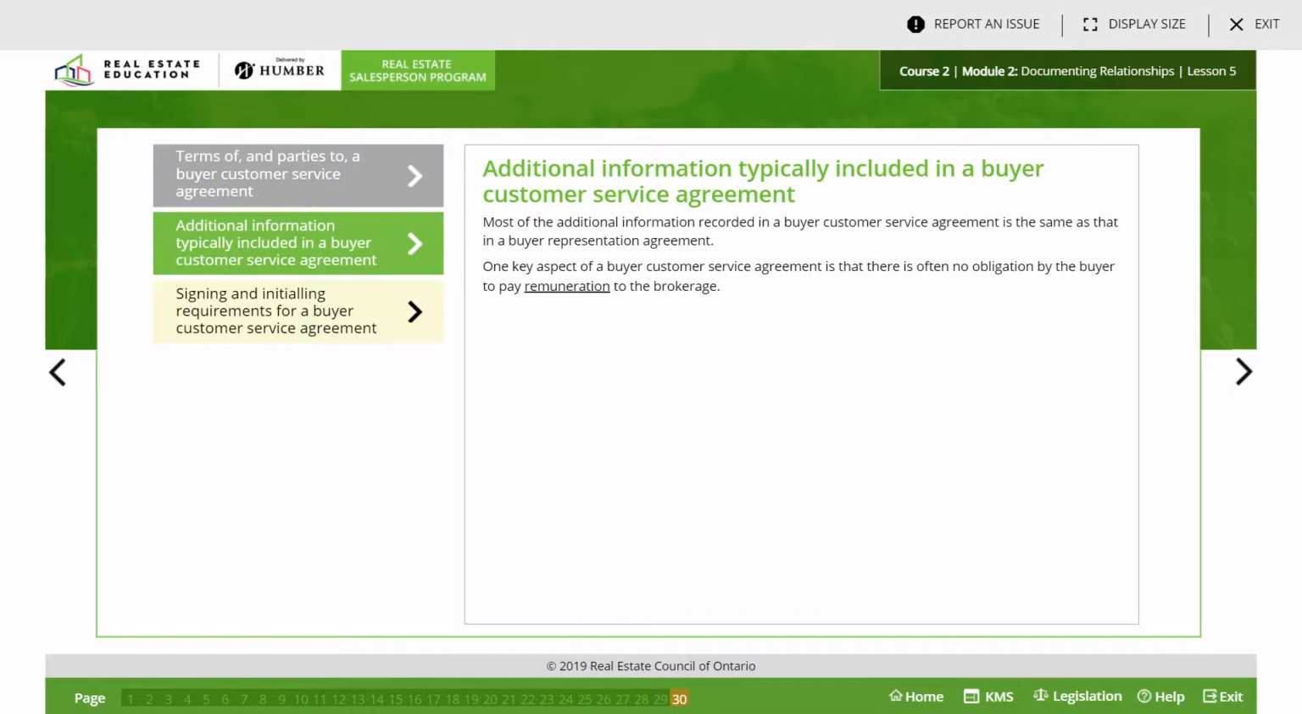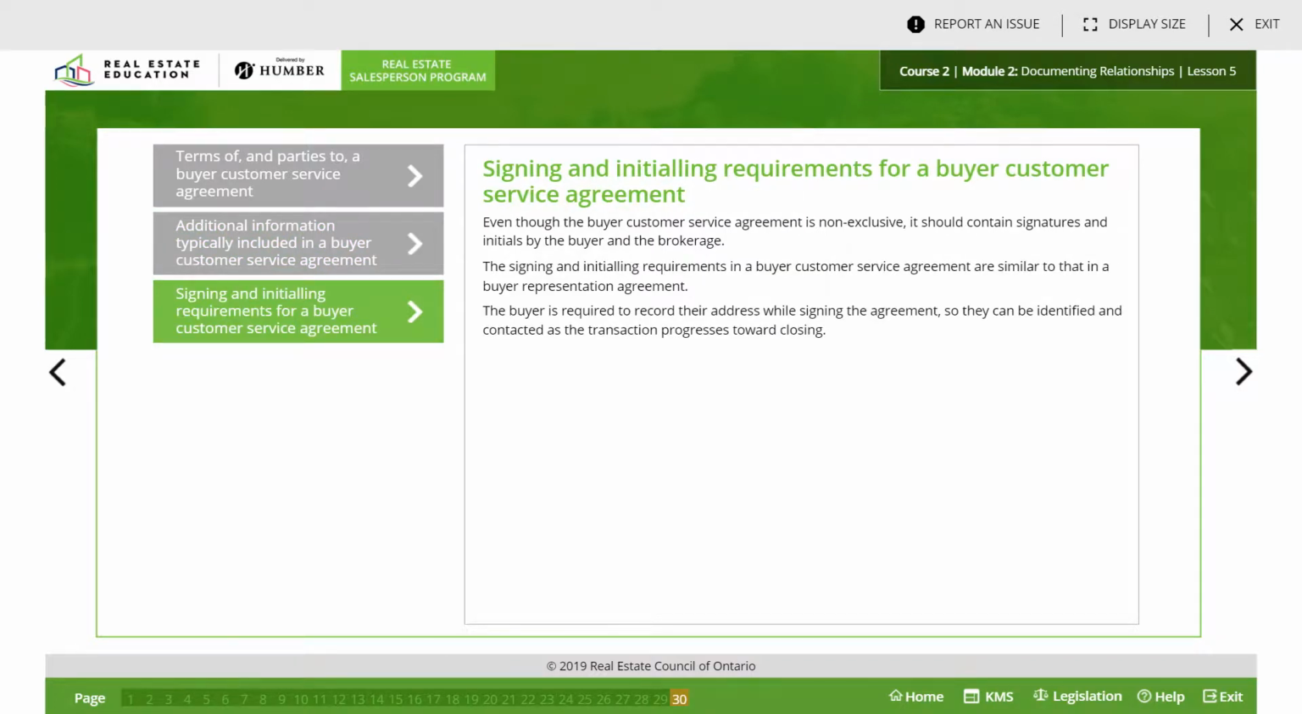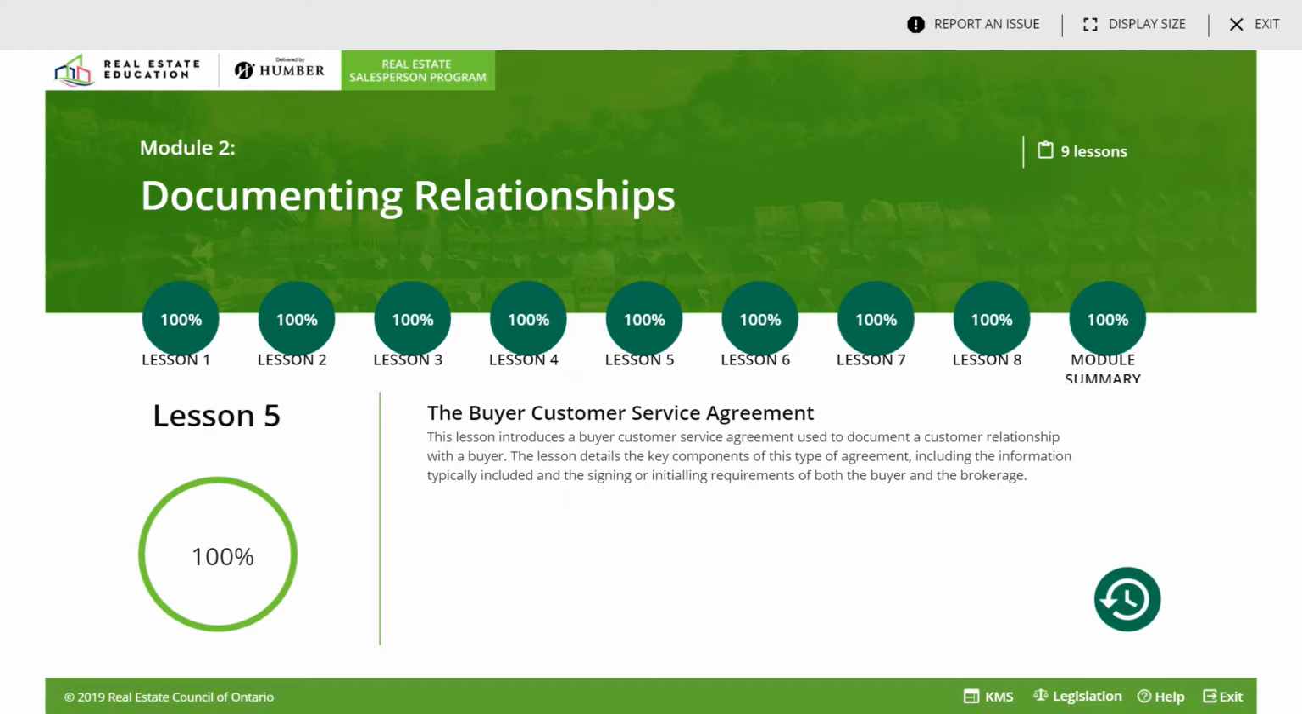Additional information: most of the additional information recorded in a buyer customer service agreement is the same as the buyer representation agreement. One key aspect of the buyer customer service agreement is that there is often no obligation by the buyer to pay remuneration to the brokerage. Signing and initialing. The buyer is required to record their address while signing the agreement so they can be identified and contacted as the transaction progresses towards closing. Even though the buyer customer service agreement is non-exclusive, it should contain signatures and initials by the buyer and the brokerage. So that was basically lesson 5. Pretty straightforward. Simple.